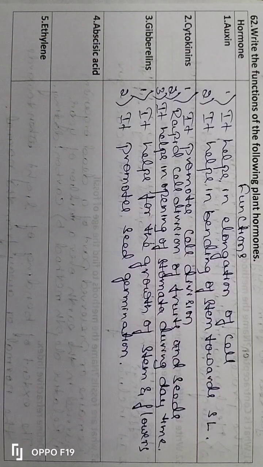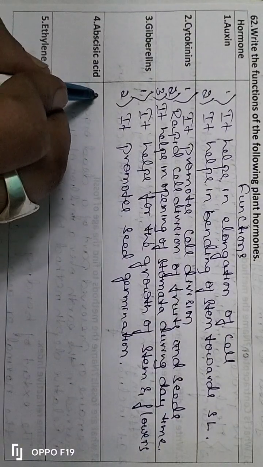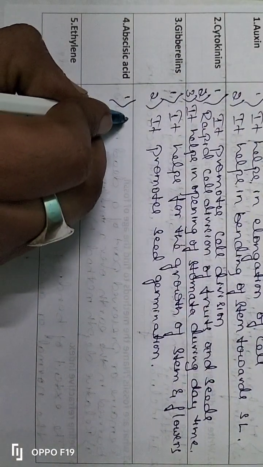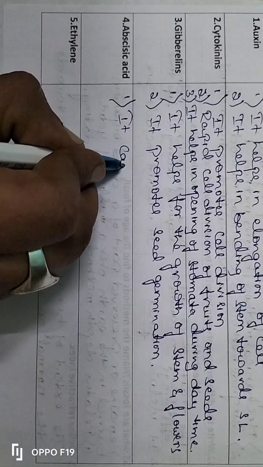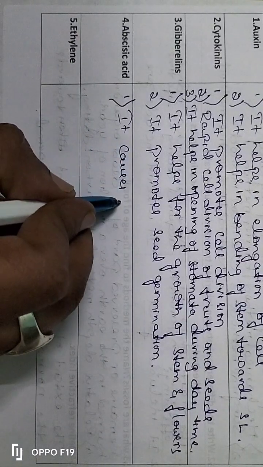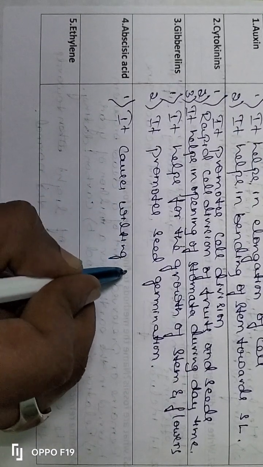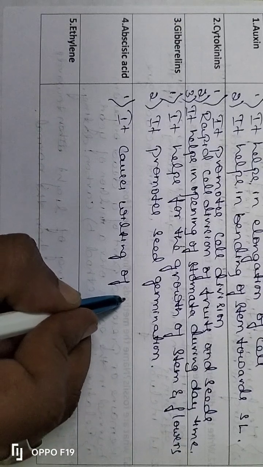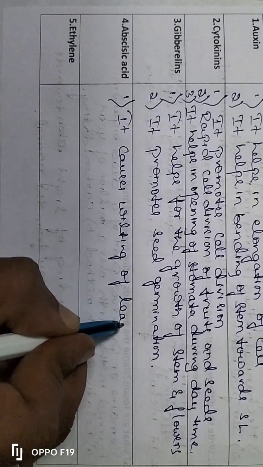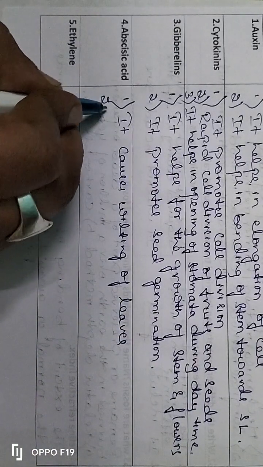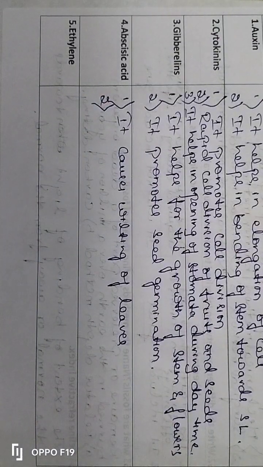Then let us go for the next type of hormone, that is called abscisic acid. The first function of abscisic acid is that it causes wilting of leaves. The old leaves will fall. Who will make the old leaves fall? That is abscisic acid. Wilting means to fall. So who causes wilting of leaves? That is what we call abscisic acid.